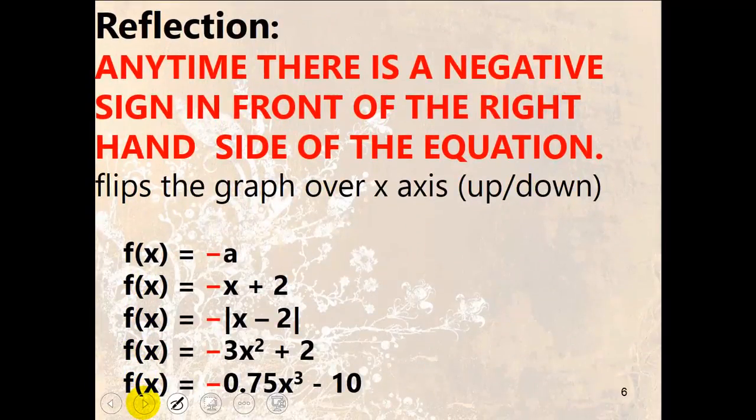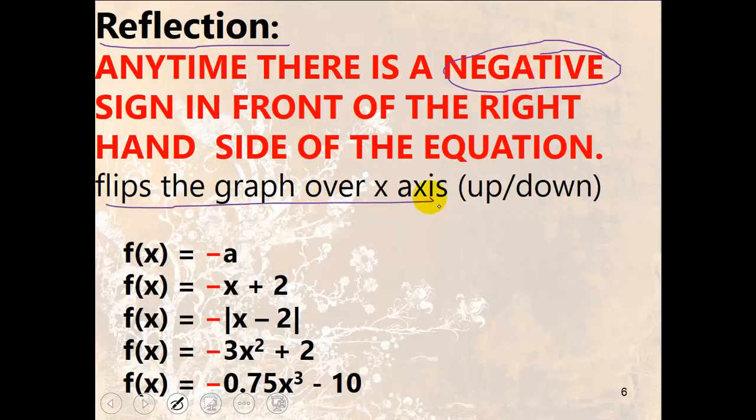Now we're going to start talking about the transformations. The first transformation is called a reflection. Anytime there is a negative sign in front of the right-hand side of the equation, what it does is it flips the graph over the x-axis. So turns it upside down.